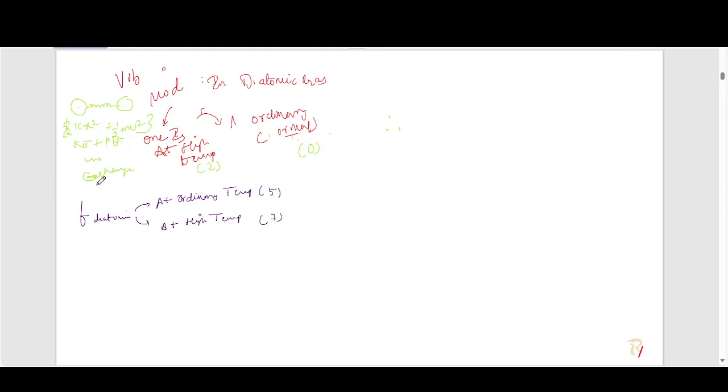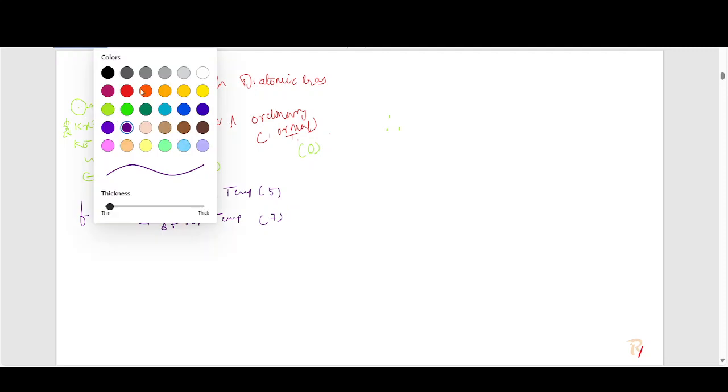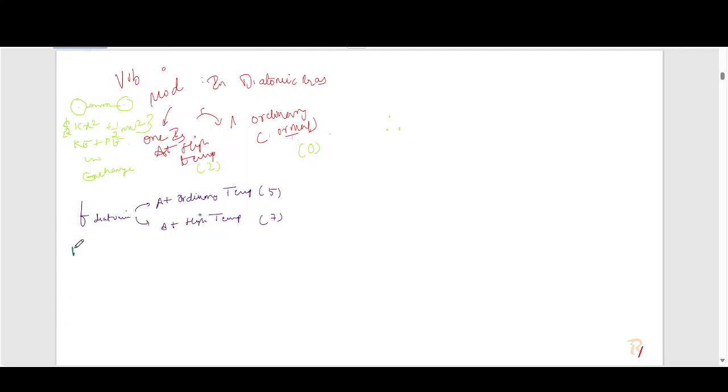Okay, let us go to the other one. Let me take this color and add thickness like this. Let me go to polyatomic, linear. Example, CO2.